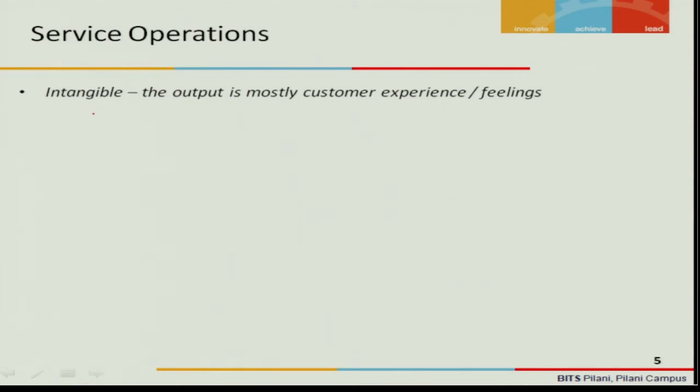In the service operation, the output is not tangible. It's an intangible output. You have seen that in the Hard Rock Cafe video clipping. They are not selling food and beverages, but they are selling experience. The customer experience is the one that they are considering to be their product. Even in the feedback survey sheet, if you have watched, they have mentioned everything in terms of service, in terms of experience, and feelings.